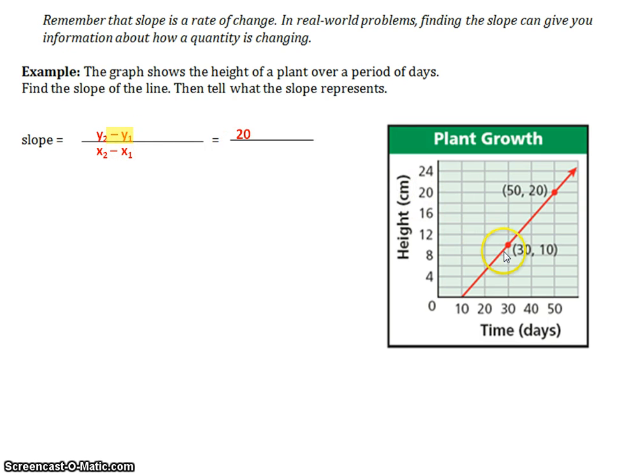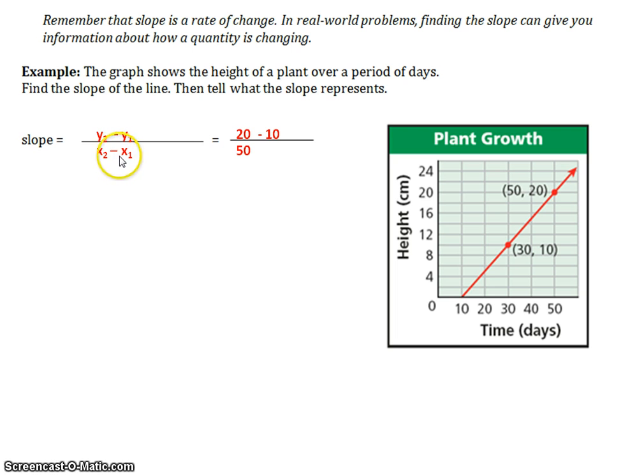Let's go to group 1. That y from group 1 is 10. So I'm going to take 20 and subtract 10. In the denominator, I've got x from group 2, which is 50. I'm going to bring that over to this denominator.